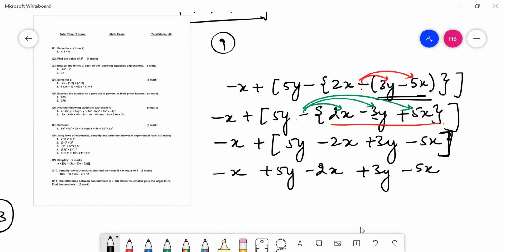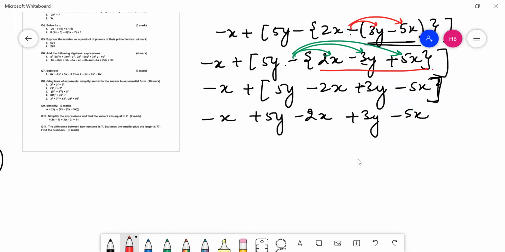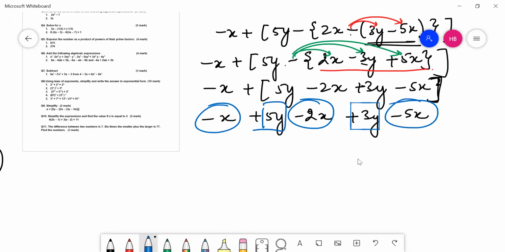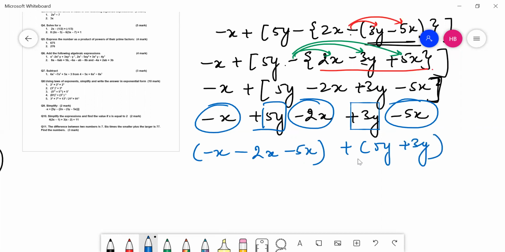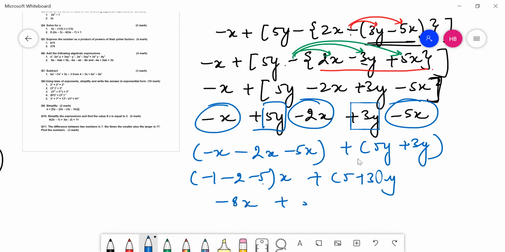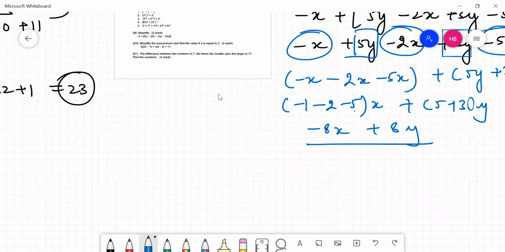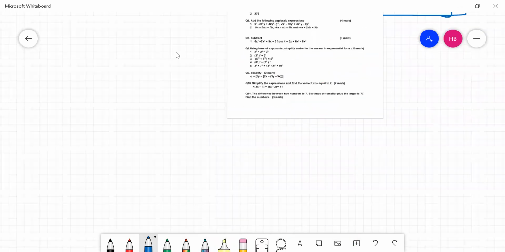Now I have to group the like terms. What are the like terms here? Minus x, minus 2x and minus 5x are like terms, and plus 5y and plus 3y are like terms. So I'm going to group them together: minus x minus 2x minus 5x plus 5y plus 3y. Since they are like terms, I have to solve. So minus 1 minus 2 minus 5 gives minus 8x, and 5 plus 3 gives 8y. So minus 8x plus 8y is your answer. Now let's do question number 11.